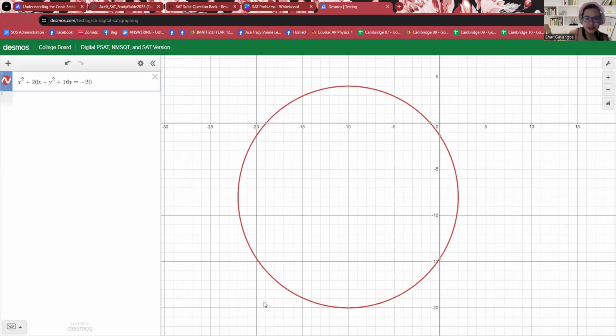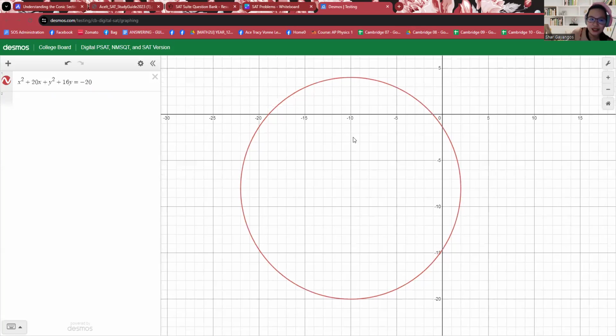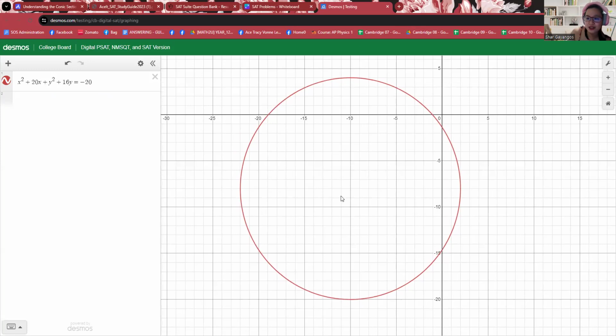And then we have this circle now. So all you have to do is to plug in this equation I already did before. So just type in x squared plus 20x plus y squared plus 16y is equal to negative 20. You don't even have to rewrite it. And you have this circle.